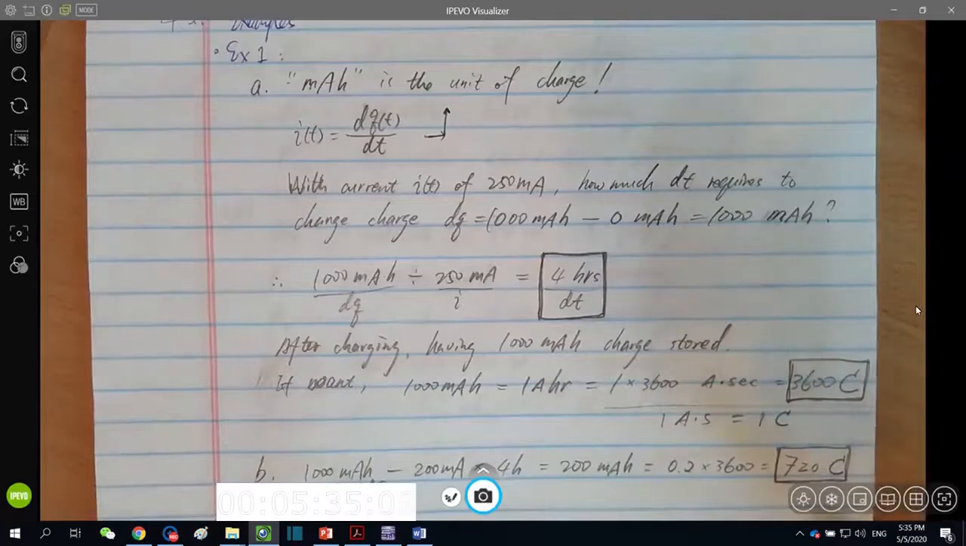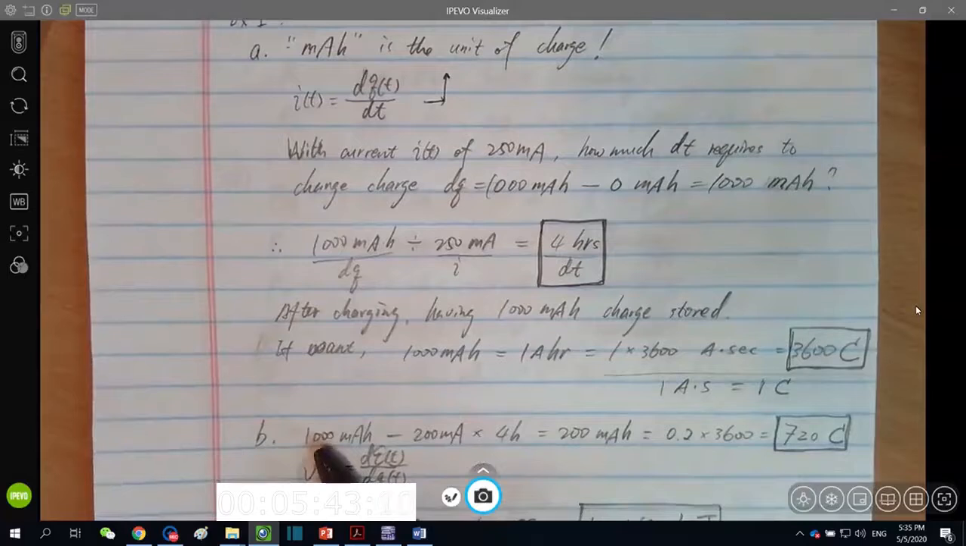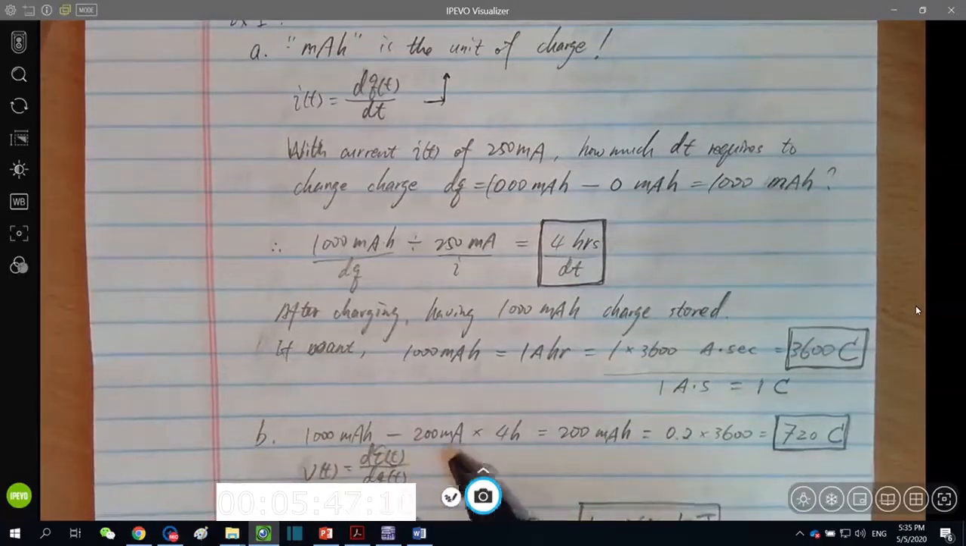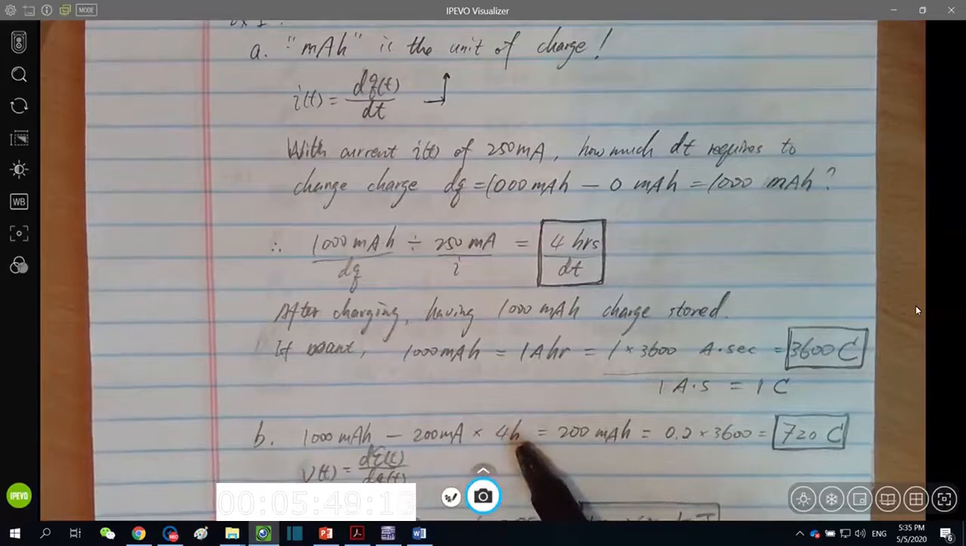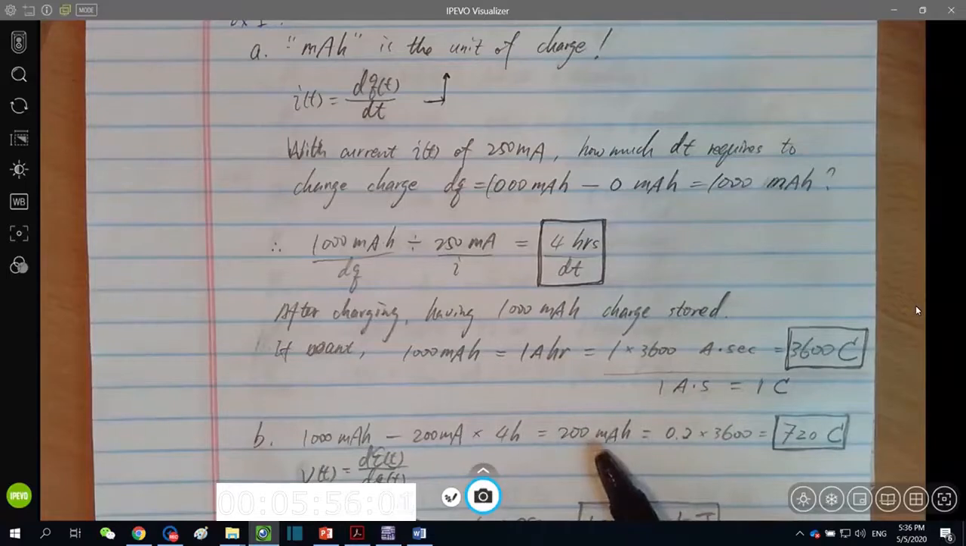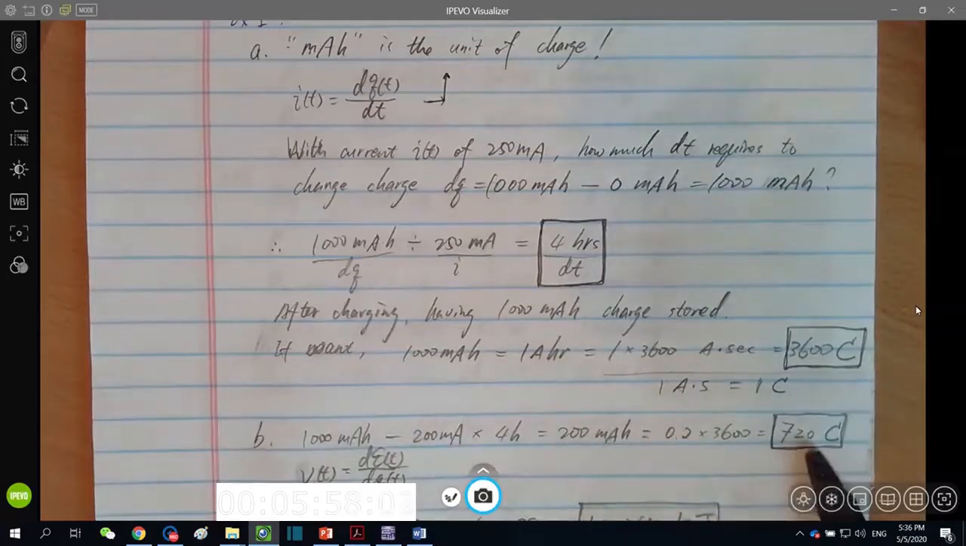And question B is asking for how much charge is left. So following the same idea, fully charged 1000 minus 200 milliampere current times this amount of hour, and then we end up with 200 milliampere hour charge left, and converting it to coulomb, which is 720 coulomb charge left.